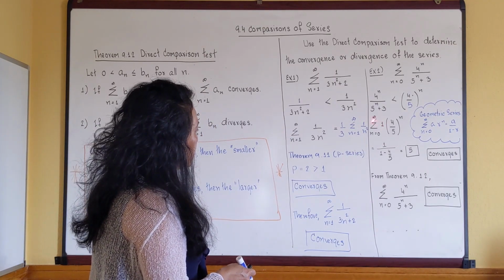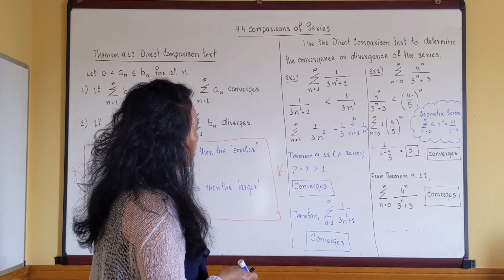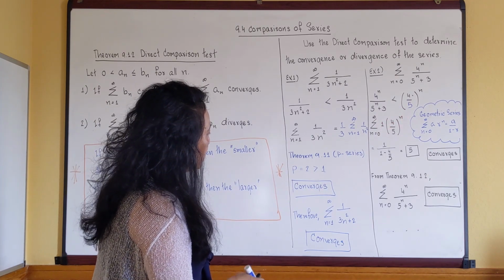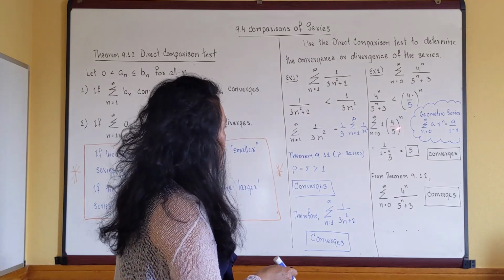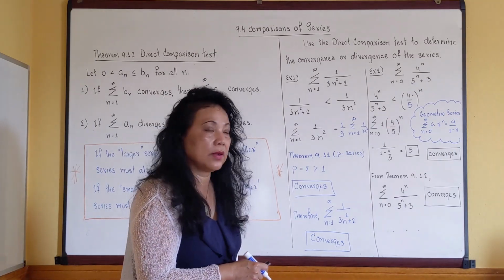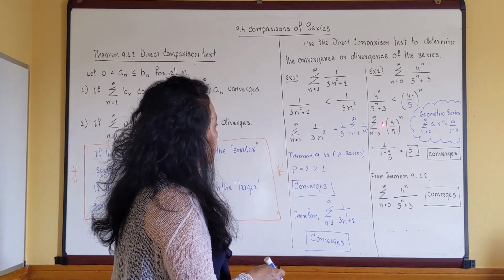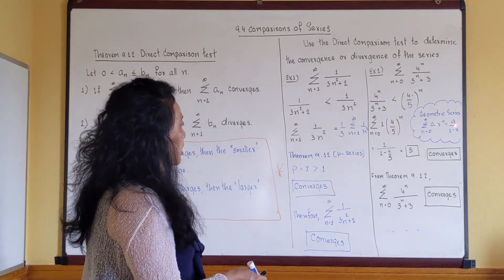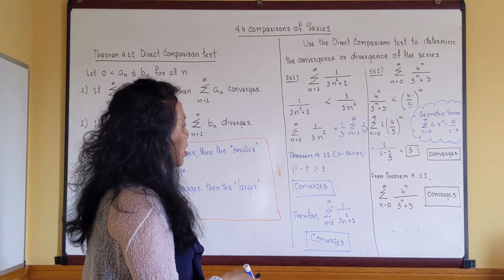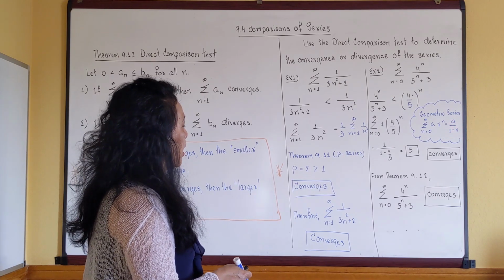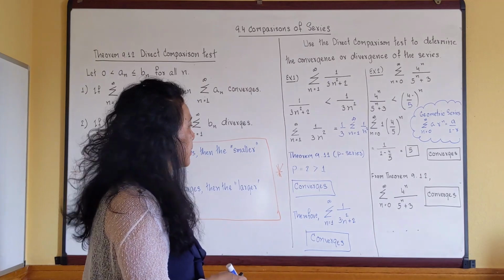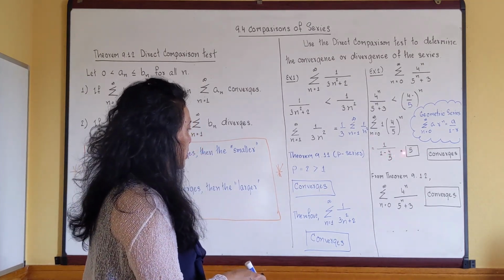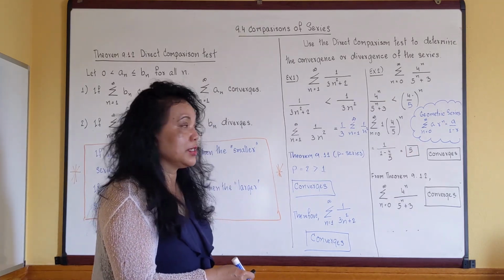So sigma n from 0 to infinity, I rewrite this as 1 times 4/5 to the n. If you remember, this is a geometric series. My a is 1, my r is 4/5. The summation of this is just a over 1 minus r. Again, my a is 1 and my r is 4/5. If you simplify this, it's equal to 5, which converges.